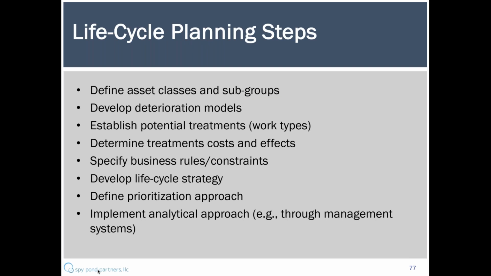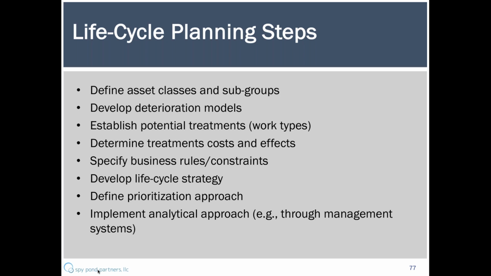So this slide lists the main processes that are encompassed by lifecycle planning, and I'll talk about each of these briefly, and then we'll go into a little bit more detail on some things. First step in developing a lifecycle plan is to figure out what asset classes and subgroups one is concerned with. So, pavements, bridges, and then in some cases you may need to divide those further by element or by groups of types of asset.